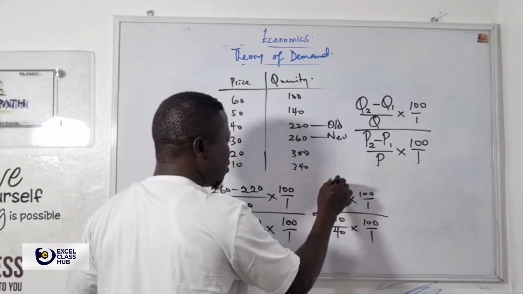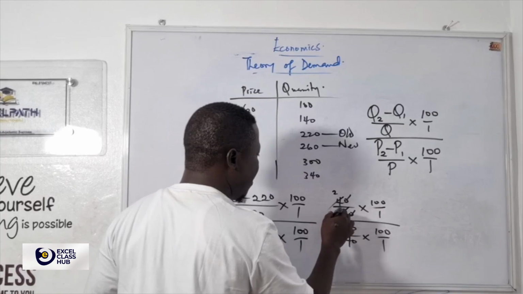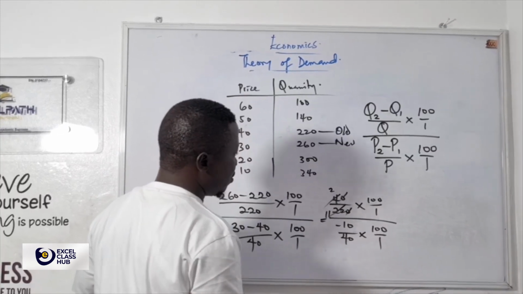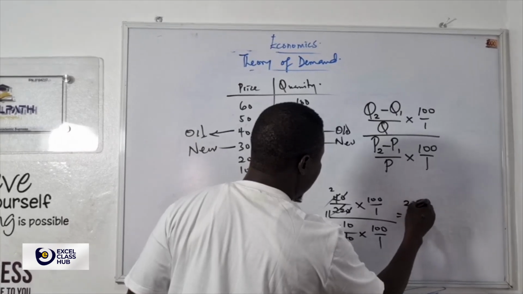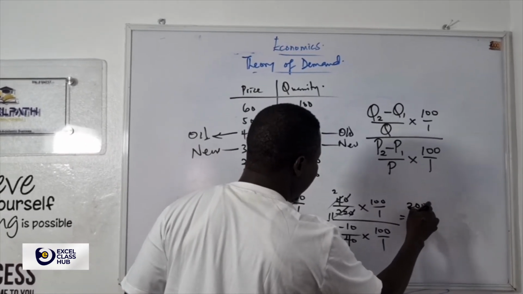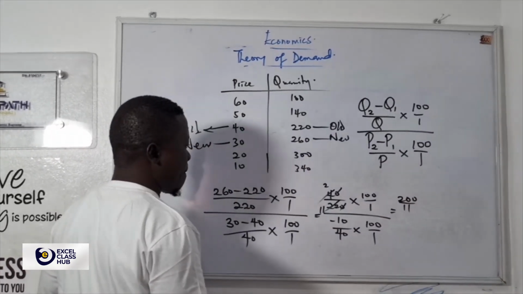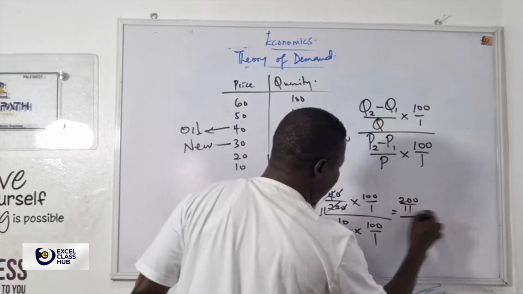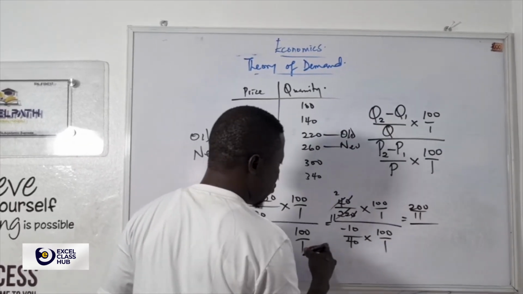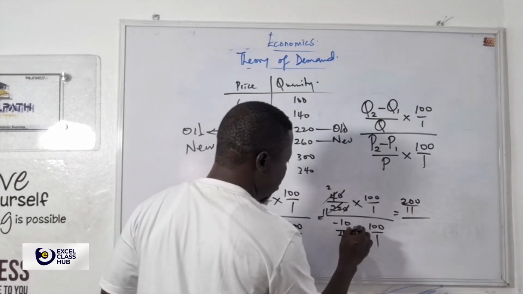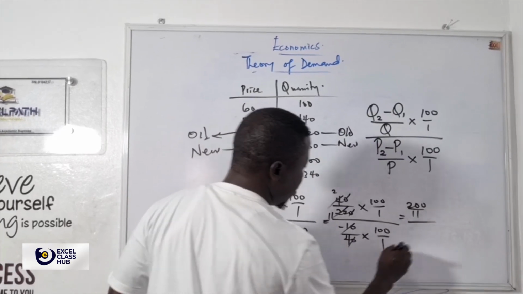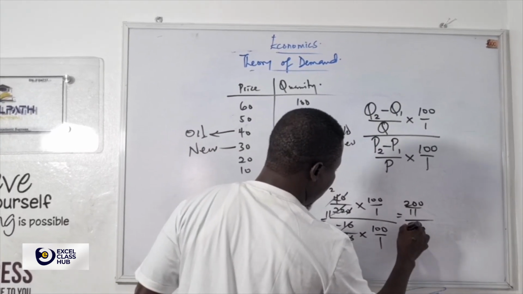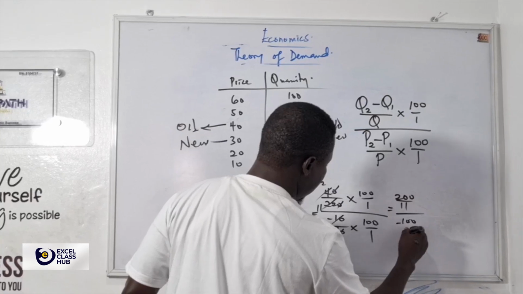Cancel this. 2 goes there 11 times. We have here to be 200 over 11. Divide everything by 10. We have 1 over 4. We have here to be 100 minus 100 over 4.